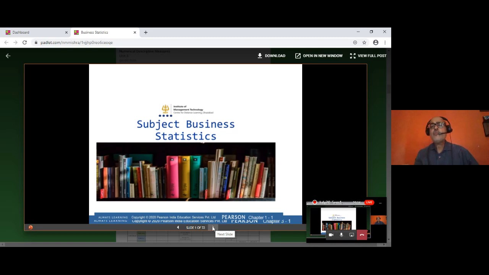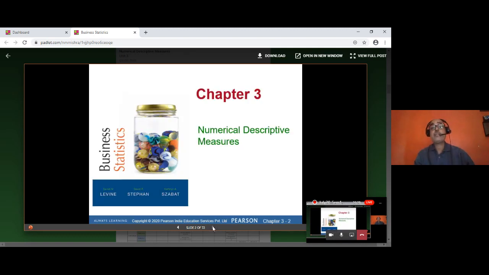We will cover more or less 1 or 2 slides, then Excel sheets, and then I will write on the whiteboard, because the objective is to make learning more comfortable. These 72 slides on numerical descriptive measures have been uploaded. You can download the chapter 3 slides from this platform, and you will get them in the LMS also. You can start your journey from this.